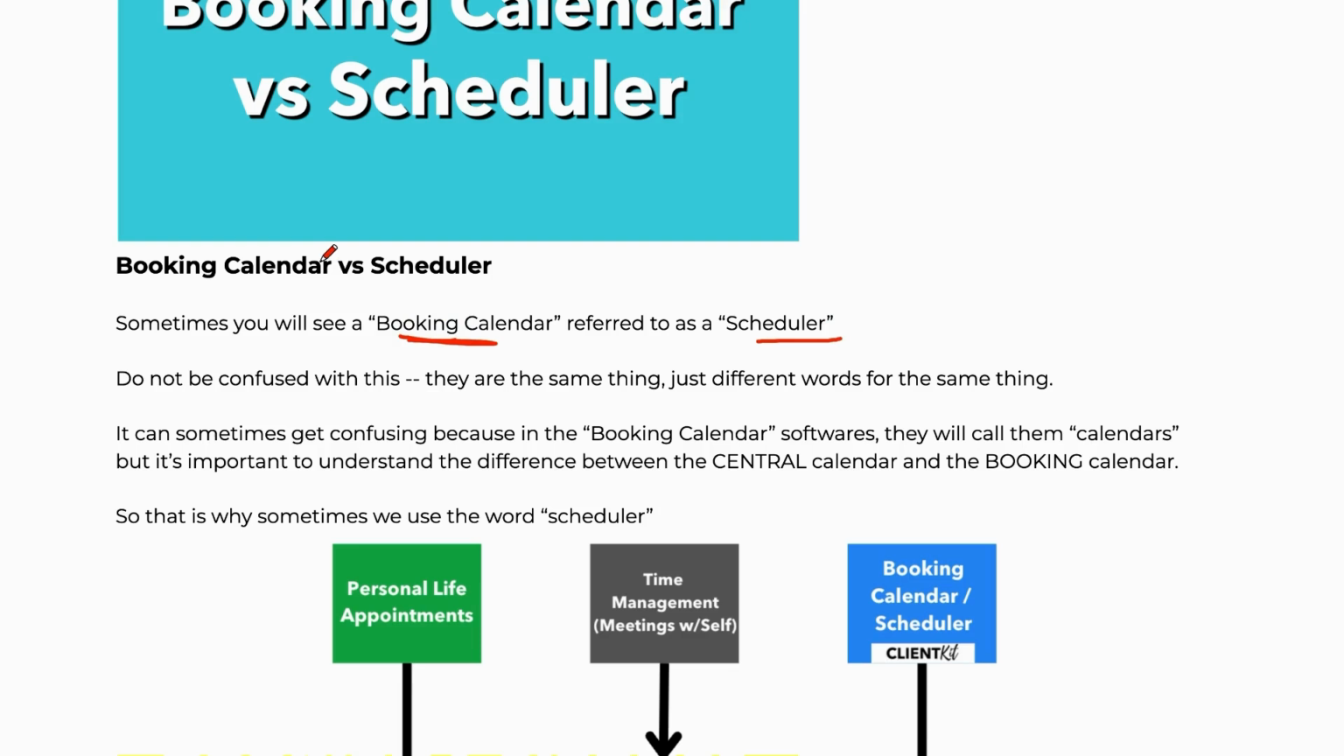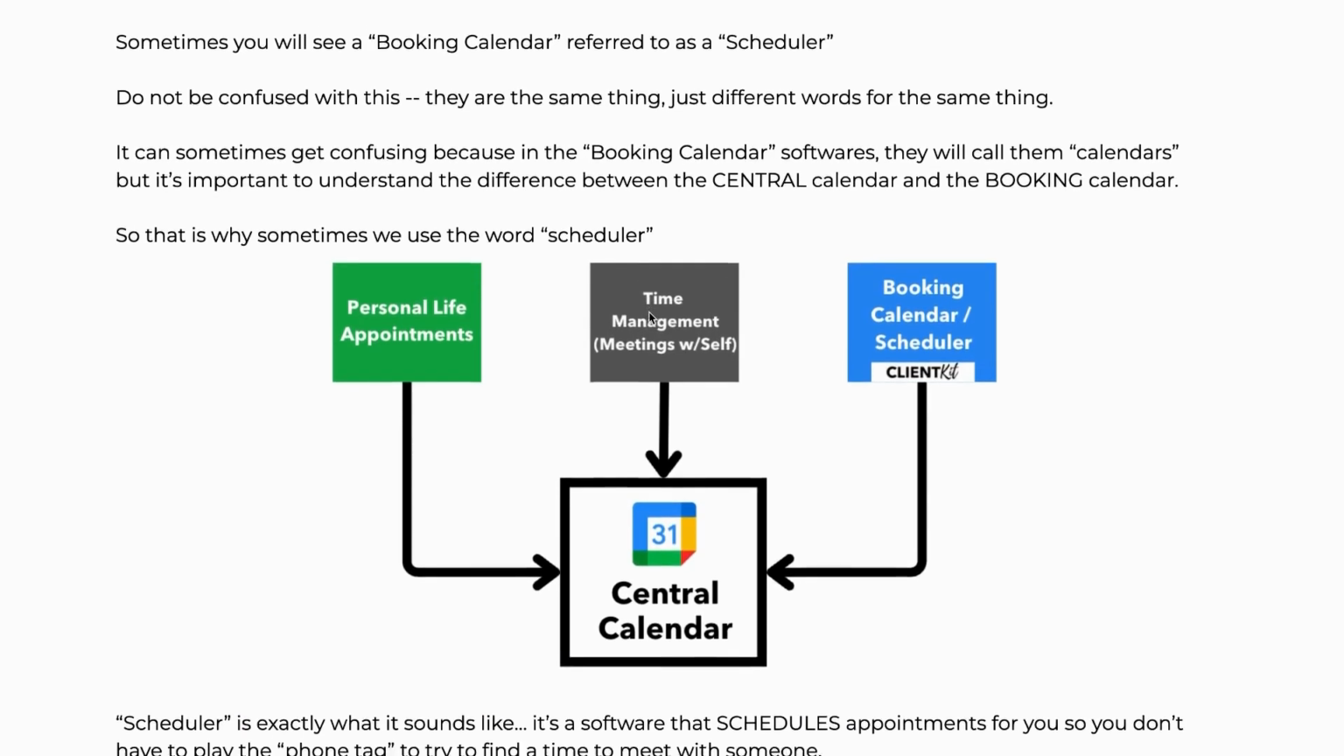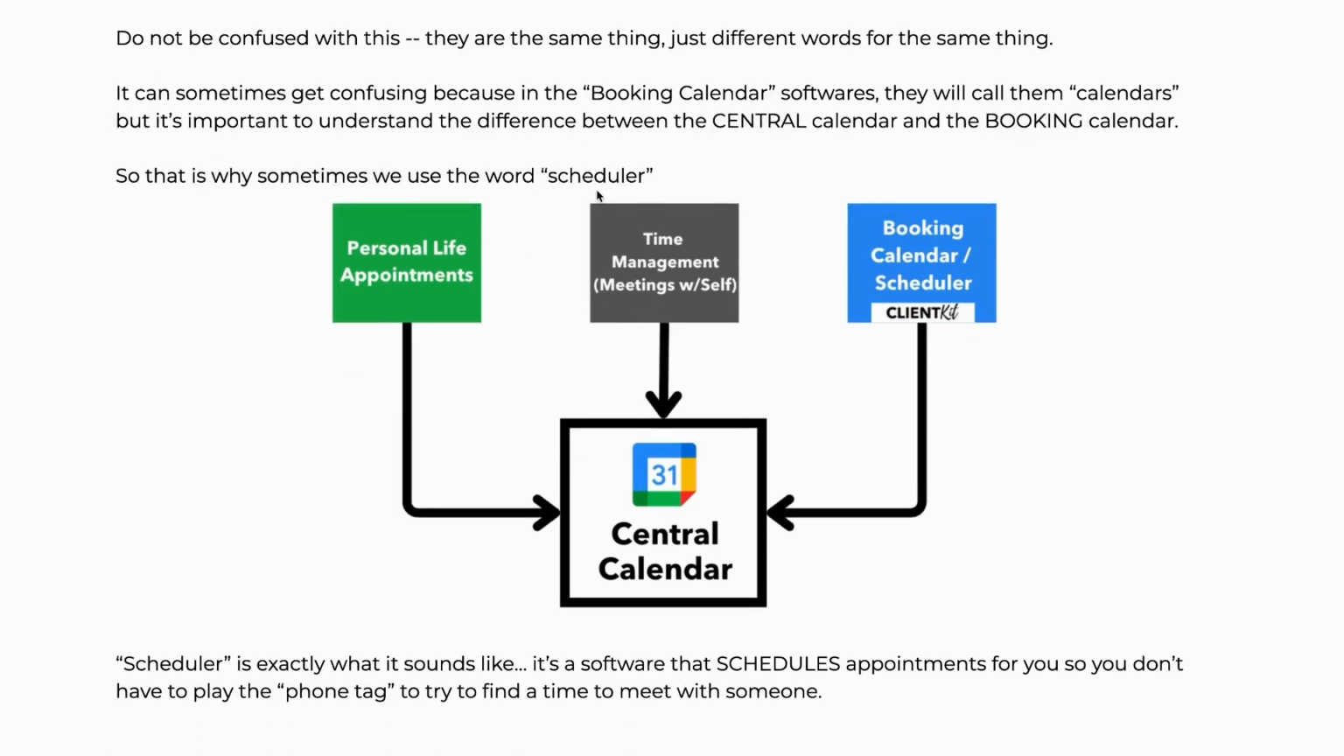It can just sometimes be confusing because inside of booking calendar softwares, sometimes they'll call them calendars, right? And so therefore it's like, okay, what are we talking about? Are we talking about a central calendar? Are we talking about a booking calendar? And so that's why sometimes using the word scheduler is easier to understand, because it doesn't use the word calendar, so it's easier to understand how that works. But again, please don't be confused. You might hear us sometimes call it booking calendar, sometimes scheduler. But again, scheduler is exactly what it sounds like. It's a software that schedules appointments for you, so that you don't have to be playing phone tag in order to meet with someone.